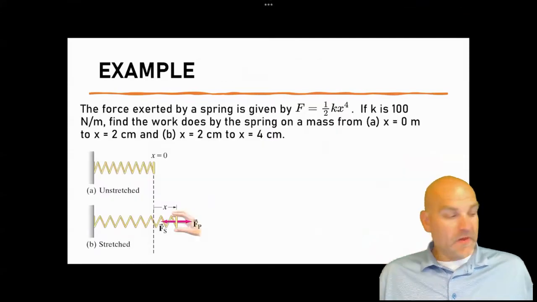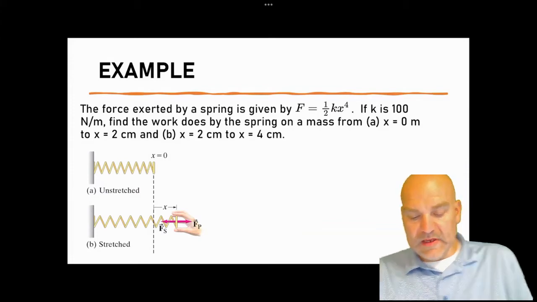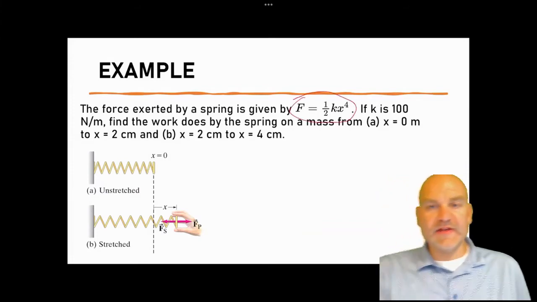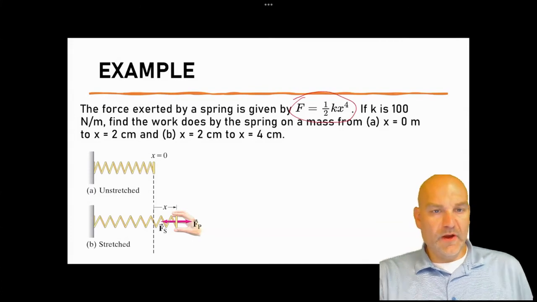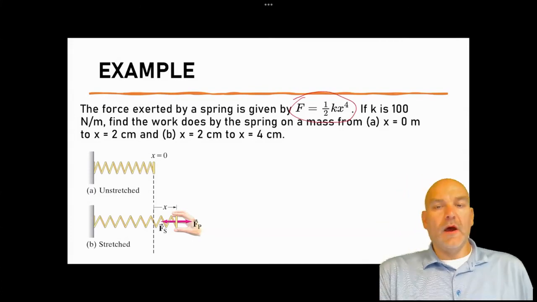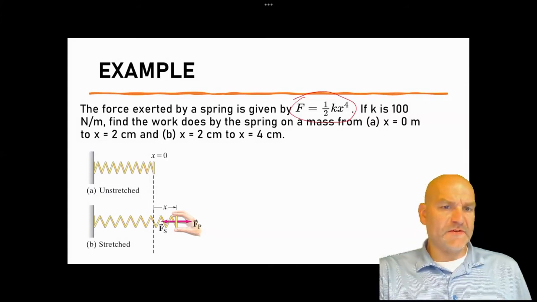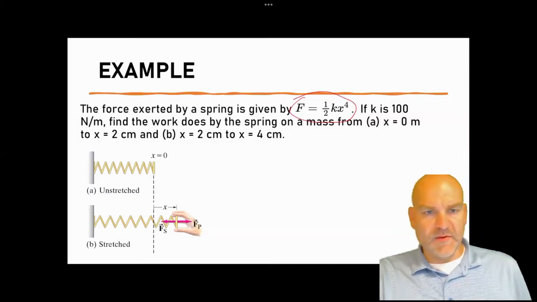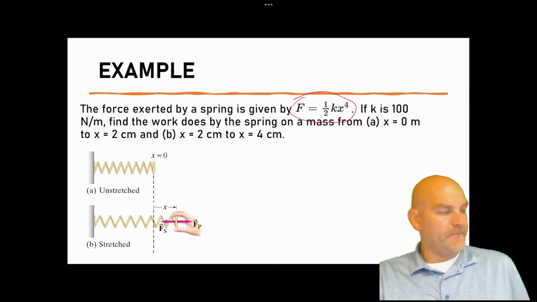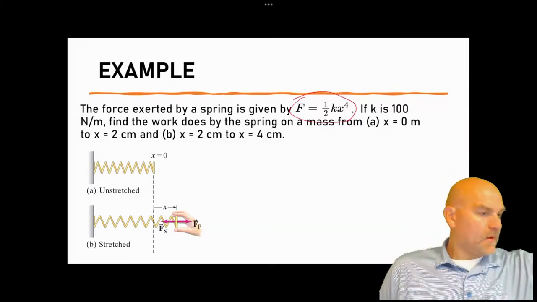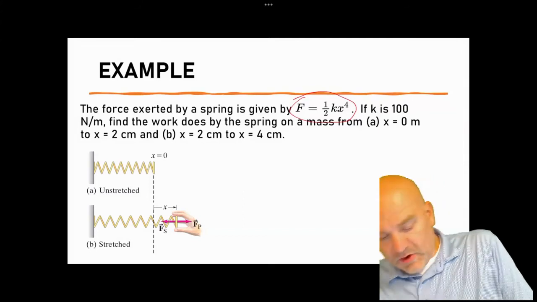So let's look at an example. We have a force exerted by a spring. Note the equation, it's 1/2 kx to the fourth. If k is 100, find the work done on a mass from x equals 0 meters to 2 centimeters, and then 2 to 4 centimeters. So part A.